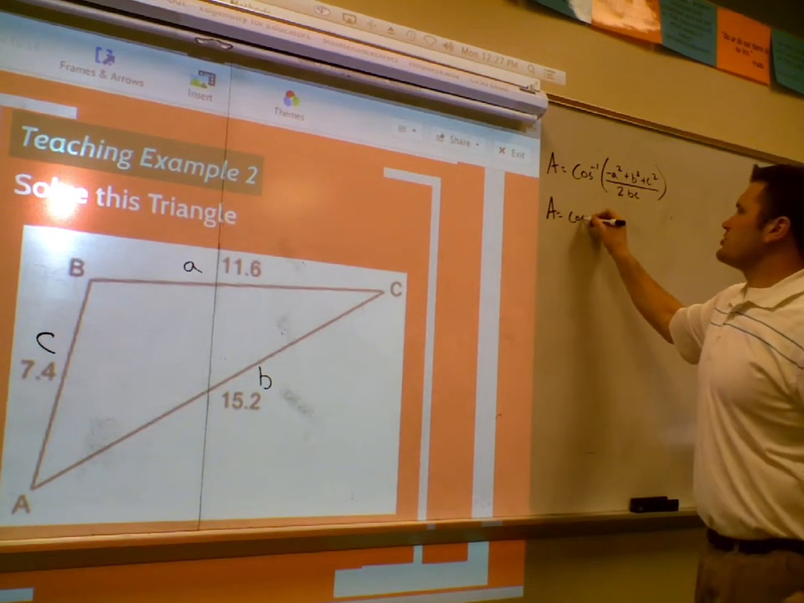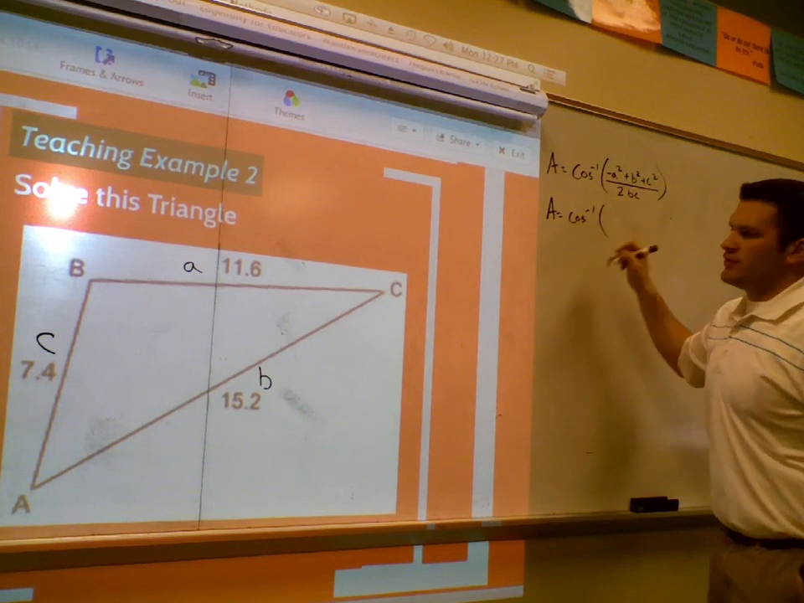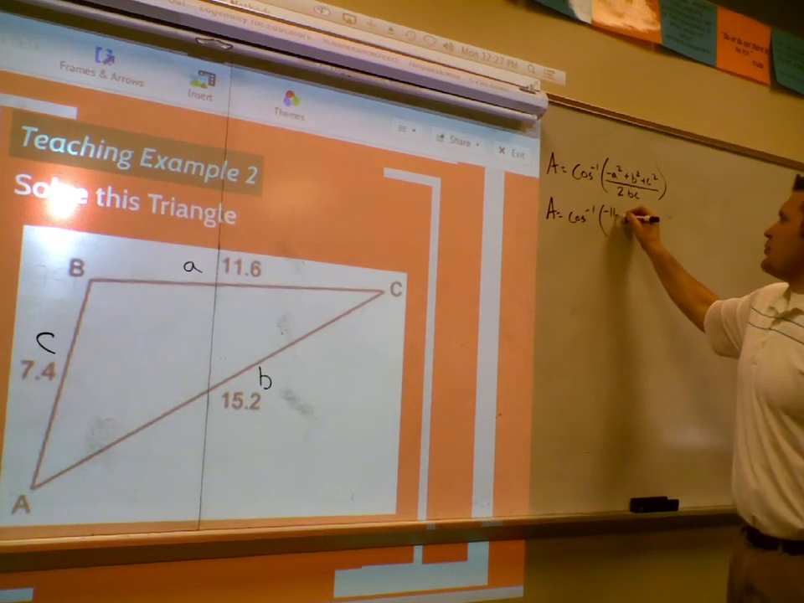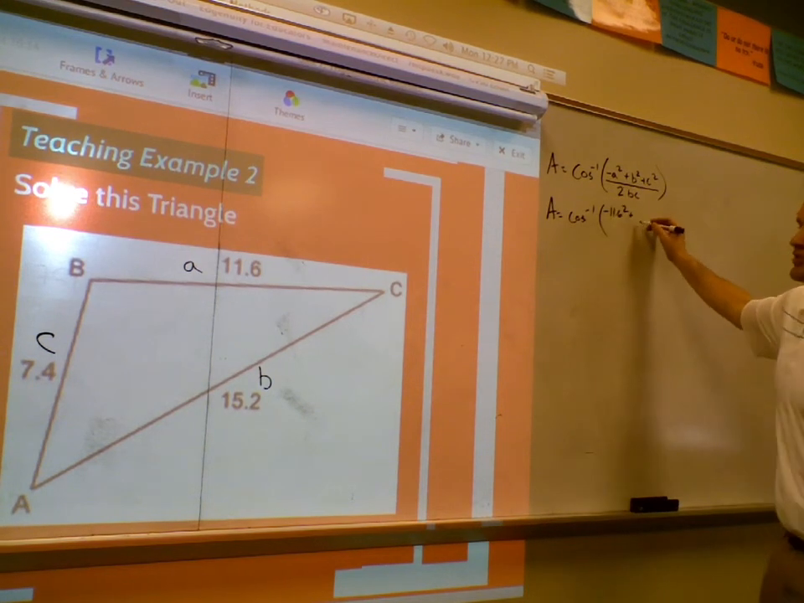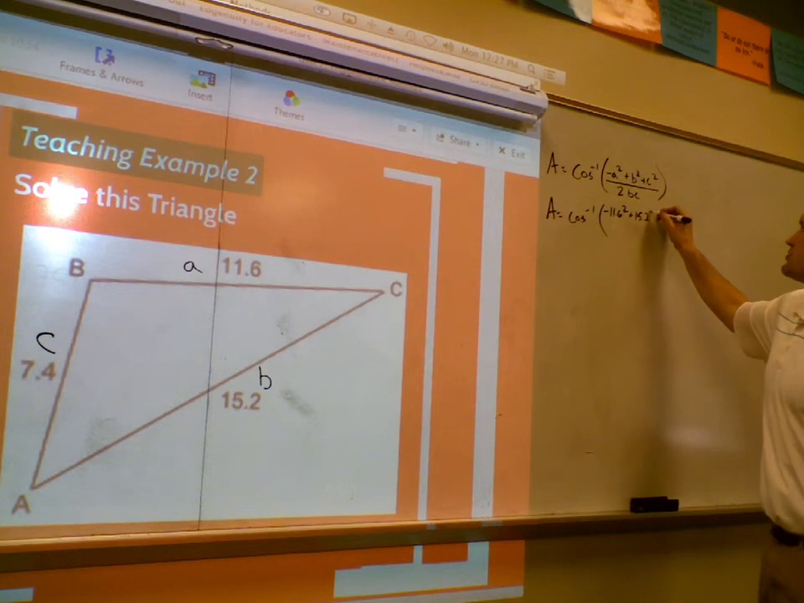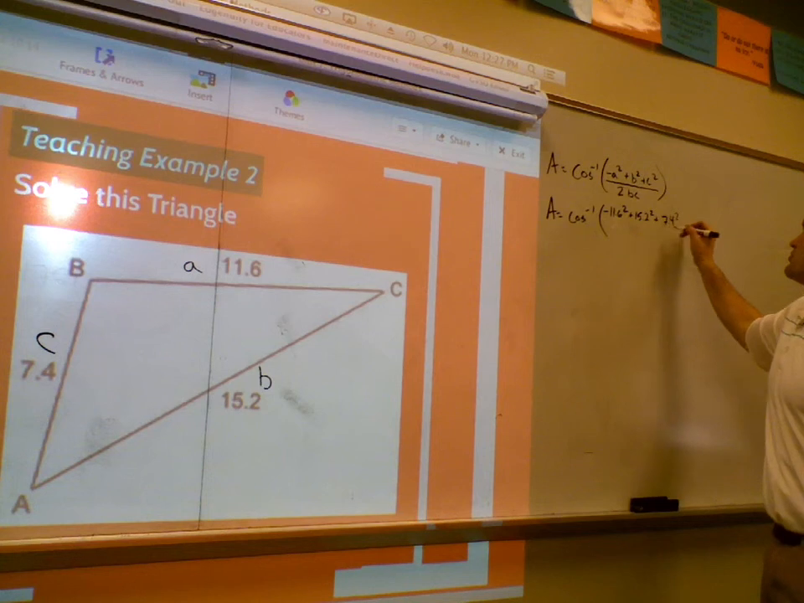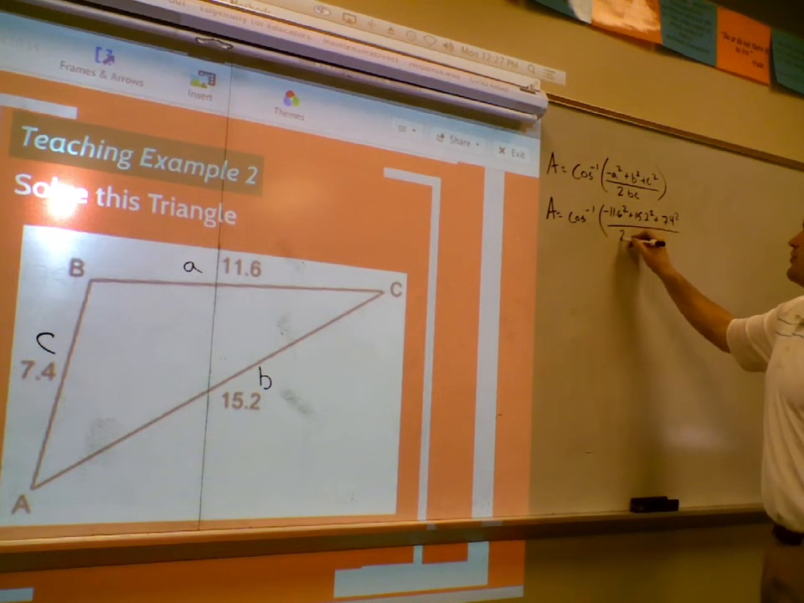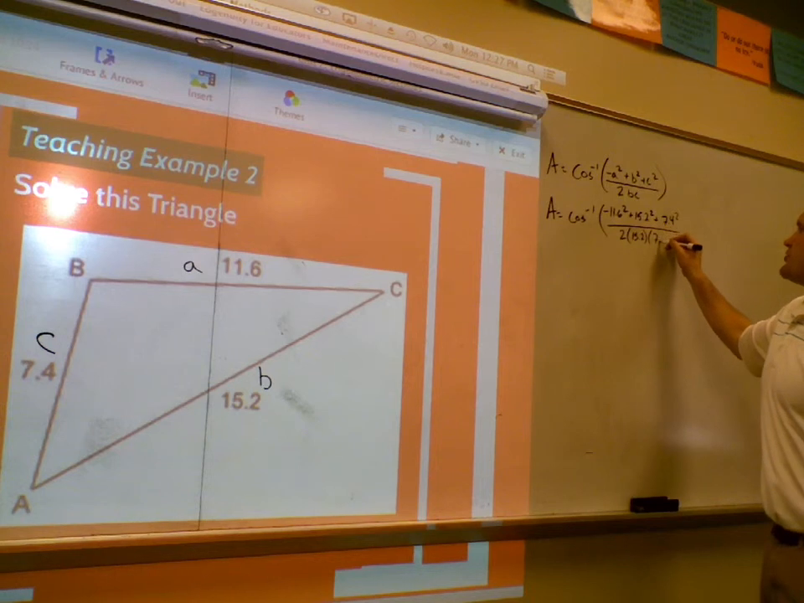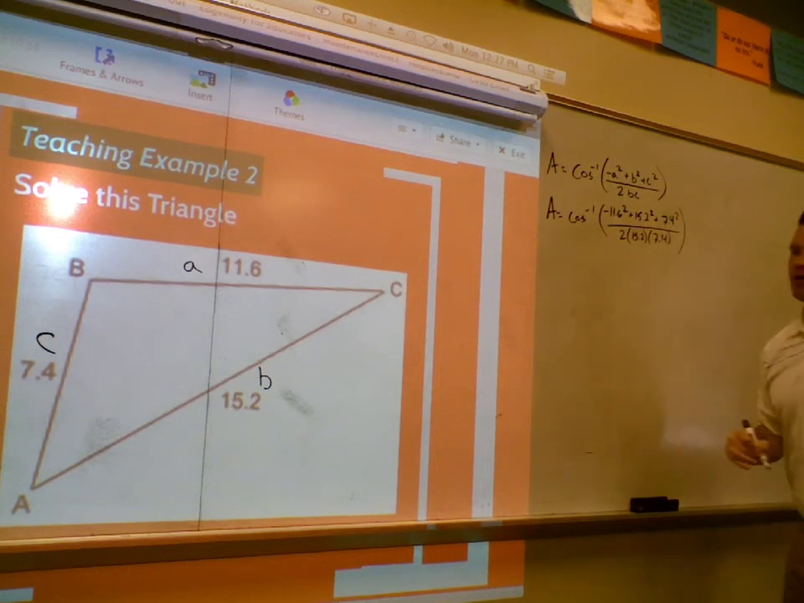A equals the cosine inverse of negative 11.6 squared plus 15.2 squared plus 7.4 squared, all divided by 2 times 15.2 times 7.4. And that equation will give me A.